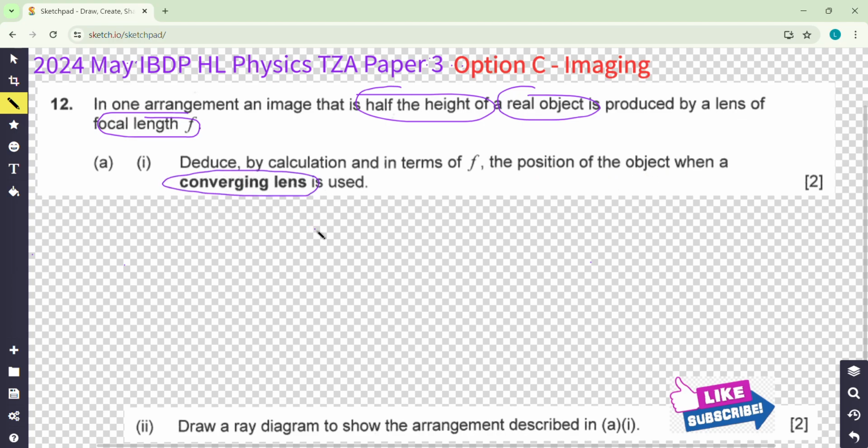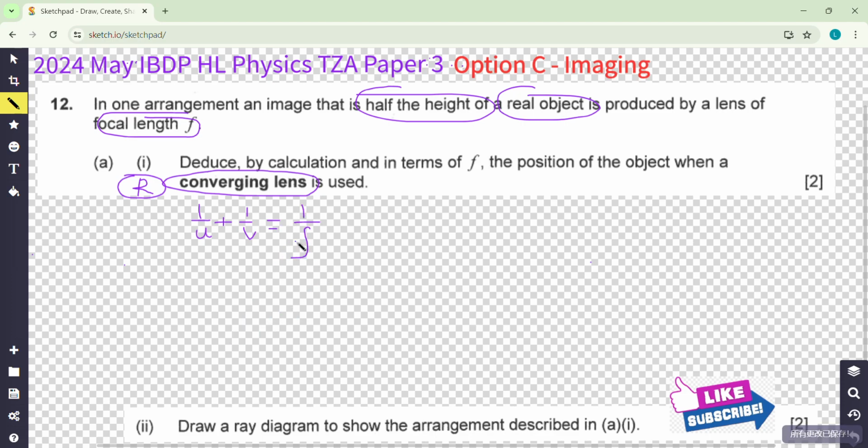Remember, if it is a virtual image, a converging lens must give a magnified image, right? Like a magnifying glass. So how about this one? It must be a real image. So you have the equation: 1 over u plus 1 over v equals 1 over f. Everyone knows this equation, right?